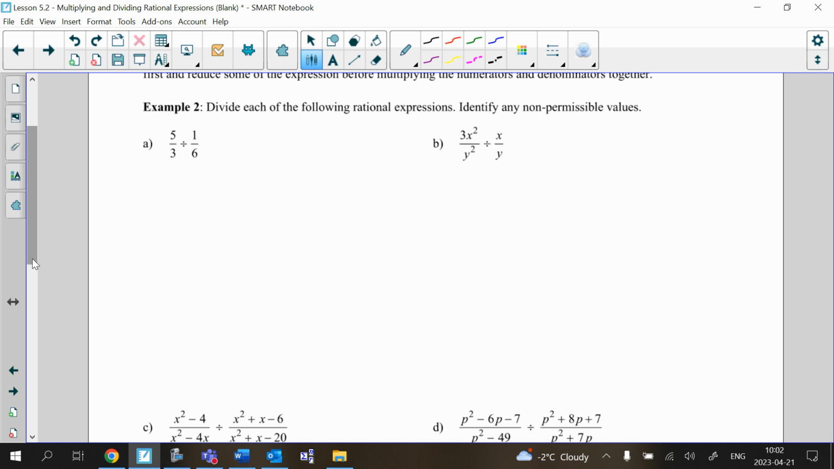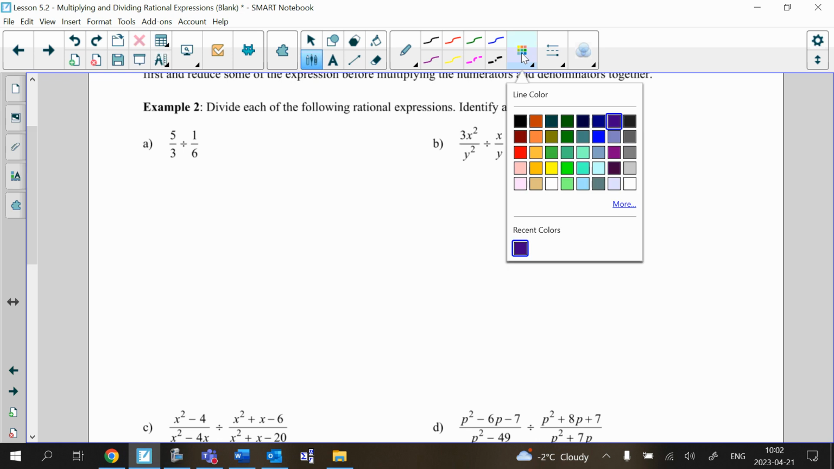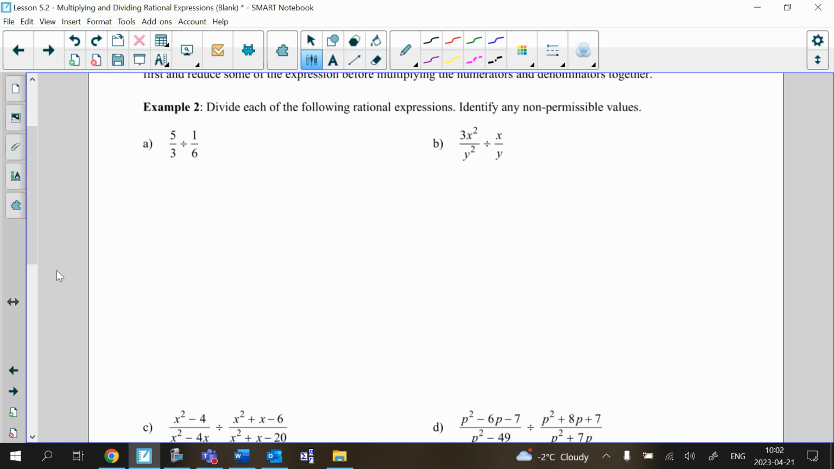Now we're back to multiplying. Now we're back to reducing. Is there anything I can reduce? 6 and 3 can go down to 2 and 1. 5 times 2 is 10, over 1 times 1 is 10 over 1, which is just plain old 10.